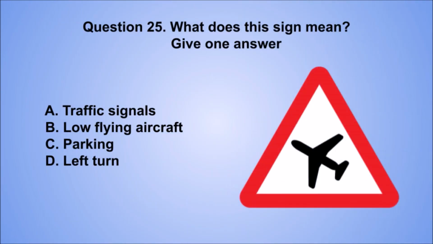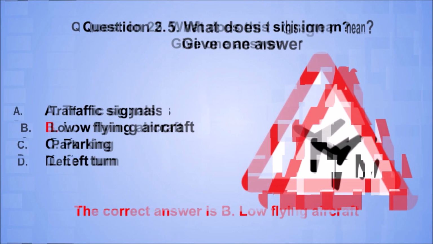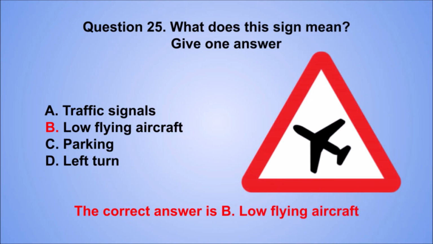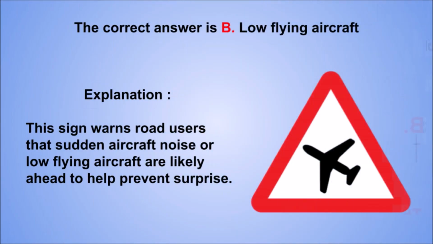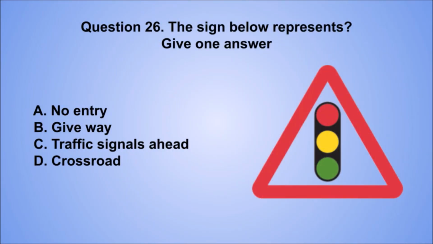Question 25. What does this sign mean? Give one answer. A. Traffic signals. B. Low-flying aircraft. C. Parking. D. Left turn. The correct answer is B. Low-flying aircraft. Explanation. This sign warns road users that sudden aircraft noise or low-flying aircraft are likely ahead to help prevent surprise.